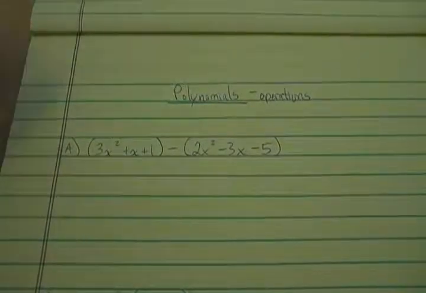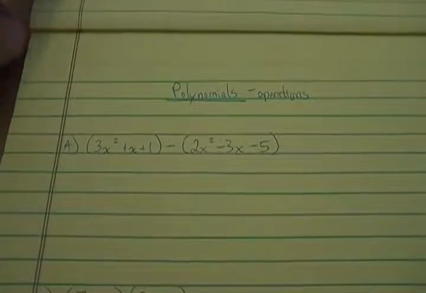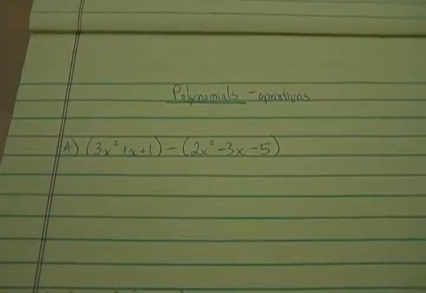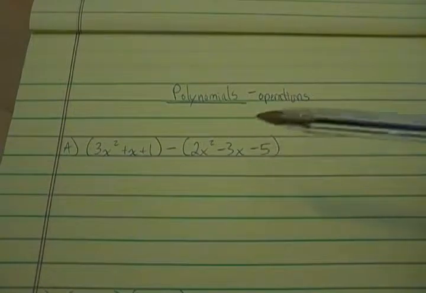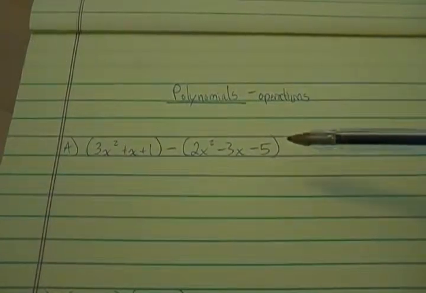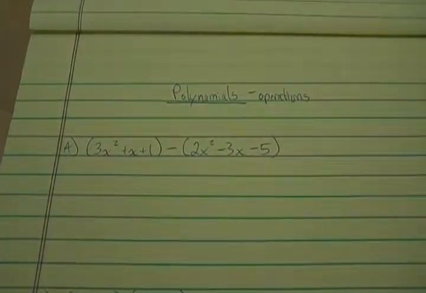Welcome to Saucy Math. This is going to be all about polynomials and doing operations on polynomials like adding or subtracting or multiplying polynomials. So the first example I have here is actually a subtraction of two polynomials. Now when you're adding or subtracting polynomials, basically what you want to do is combine the like terms together, which means collect together the terms that have the same variables raised to the same exponents.